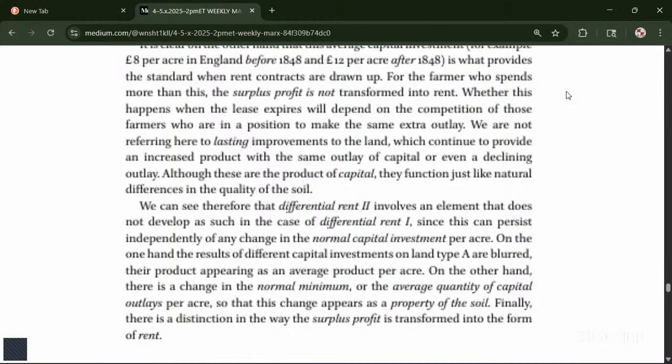On the one hand, the results of different capital investments on land type A are blurred, their product appearing as an average product per acre. On the other hand, there is a change in the normal minimum, or the average quantity of capital outlays per acre, so that this change appears as a property of the soil. Finally, there is a distinction in the way the surplus profit is transformed into the form of rent.